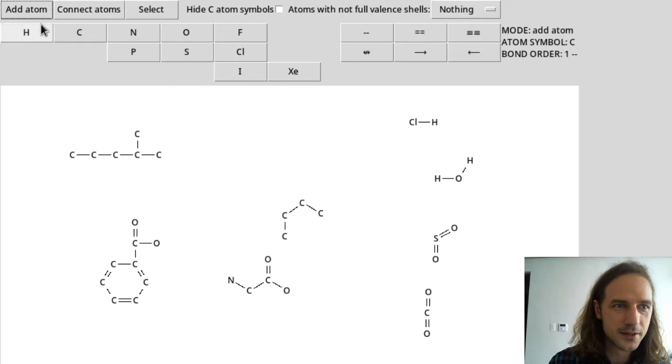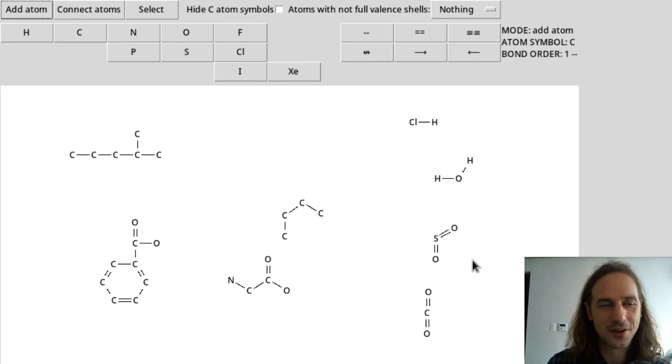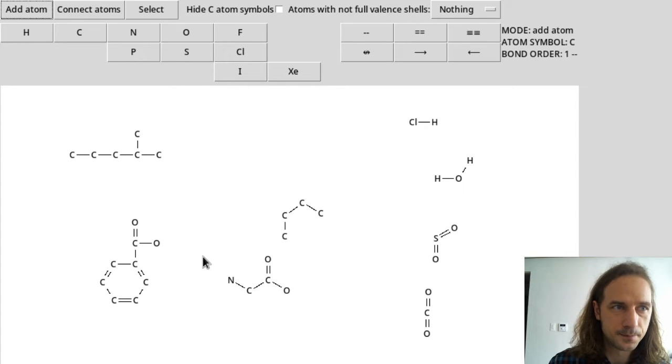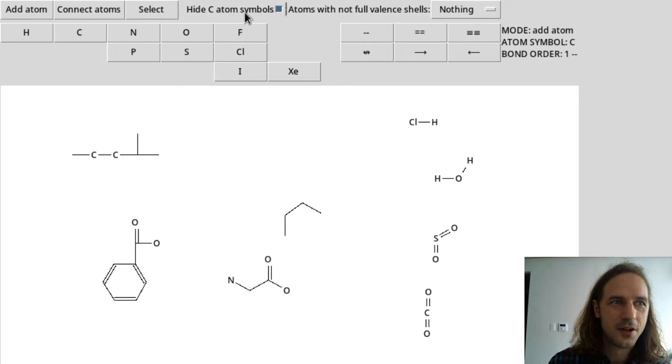So on the left hand side I already drew a few molecules. These are organic molecules, and on the right hand side you can see some inorganic examples. I'm trying to make this program so that you could use it for both cases. For organic molecules, this button is very important because in a lot of cases you just want to hide the carbon atoms. You don't need to explicitly show where the carbon atoms are, because wherever there is a break in the lines, that's the carbon atom, and you only draw the bonds between the atoms.